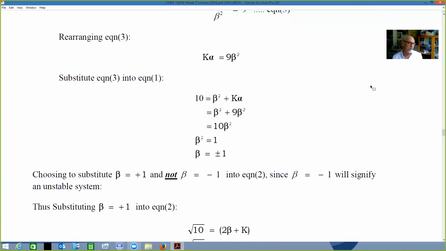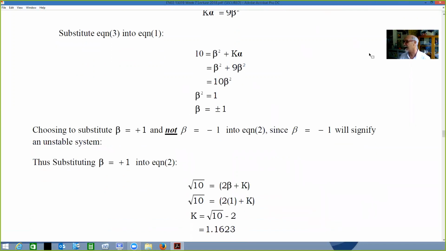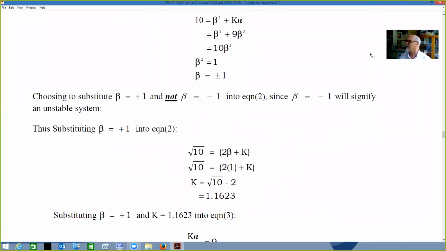And in actual fact, because it is a quadratic or a squared term, I can end up with 2 particular values. Now, as always, just because the mathematics tells you that there are 2 values, mathematically there might be 2 values, but in a physical context, that may not always be possible. So in this case, we're going to choose to substitute beta equals plus 1, the positive one, and not the beta equals negative 1 into equation 2, since beta equals negative 1 will signify an unstable system.